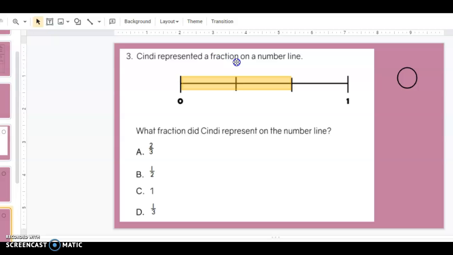Cindy represented a fraction on a number line. What fraction did Cindy represent on the number line? Again, I want to see you write this fraction on a piece of paper. You can even draw the number line and do the little jumps and count the spaces like I have been doing for you guys.